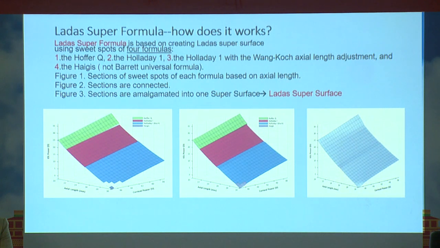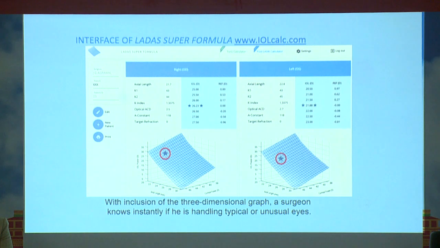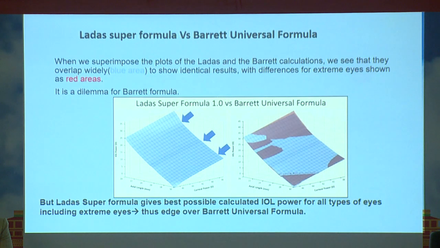The first picture shows the sweet spots of each formula based on the axial length. The second picture shows it is all connected. And lastly, it is all amalgamated, so we get the LADAS super surface. This is the interface of the LADAS super formula. As soon as we enter the data in this formula, we get the result immediately along with the 3-dimensional graph. So the surgeon knows instantly if he is handling typical or unusual eyes.